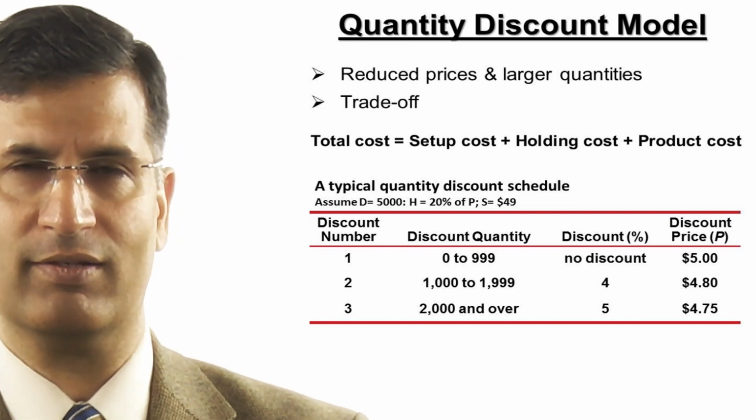All right, so how do you handle this kind of situation? You have to figure out the optimum quantity for each price break and go from there to figure out what should be the optimum quantity. I'll explain these 4 steps with an example. So let's continue working with this example.